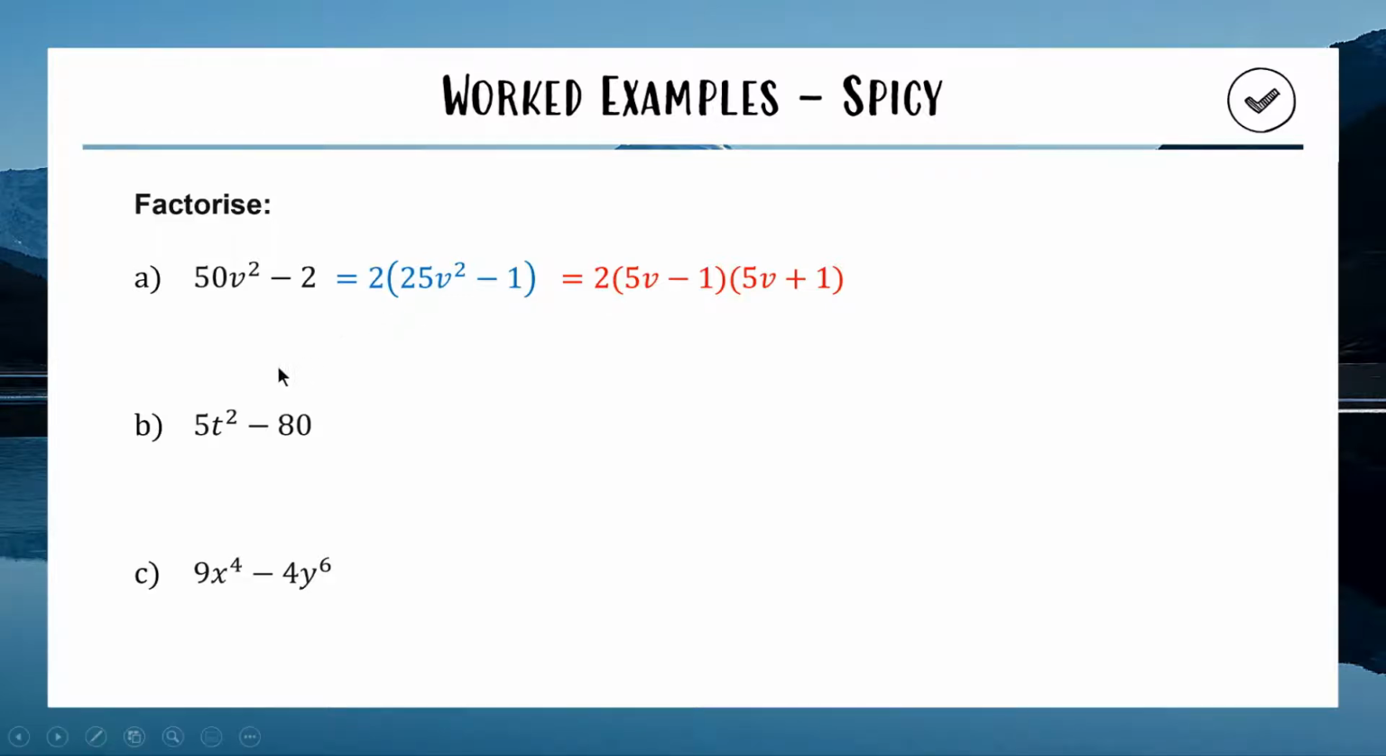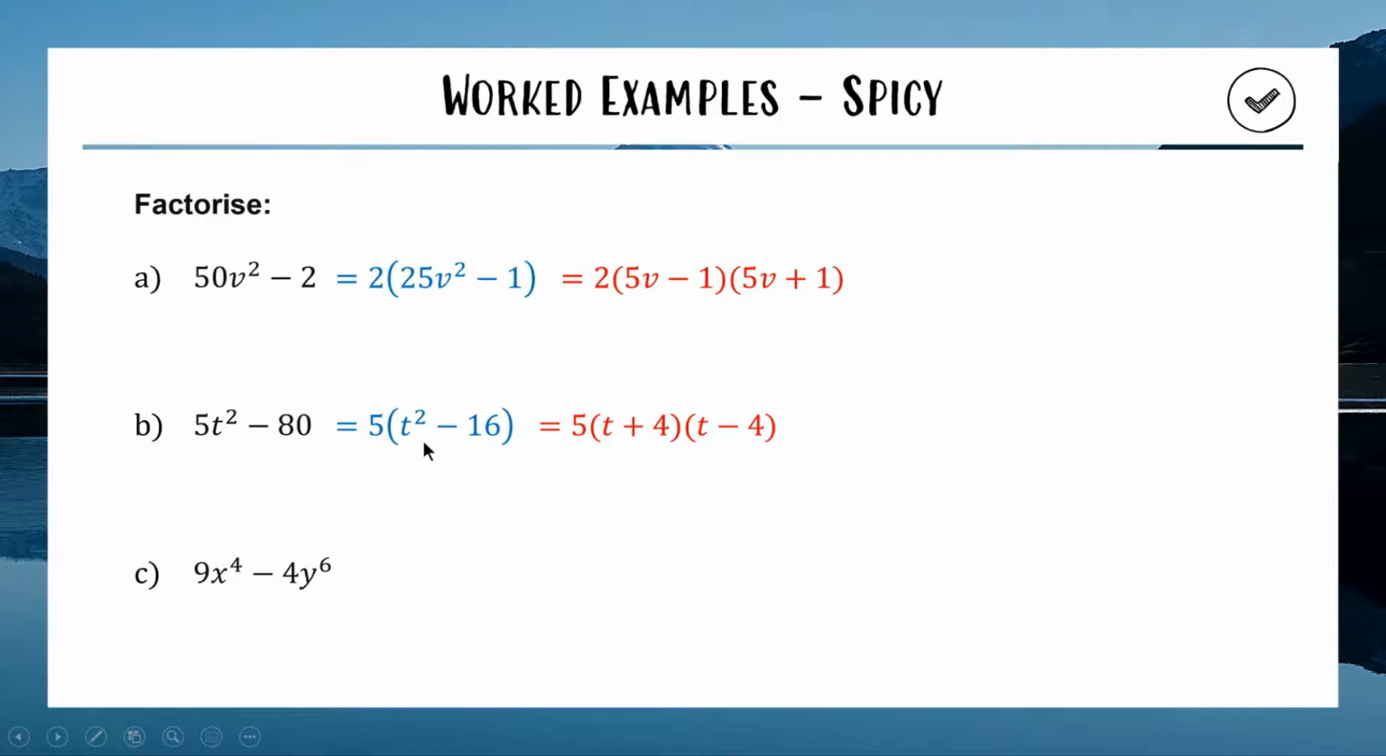Okay, question B. Once again, 5 and 80 are not square numbers, but they have a common factor of 5. So we'll factor out the 5, which leaves us with t squared here. 80 divided by 5 is 16. And now what do you know? T squared and 16 are two square terms. We can factorize this as a difference of two squares. So we'll have t and 4 plussing and minusing like this. 5 still chills out the front.